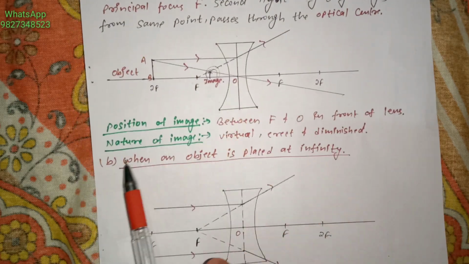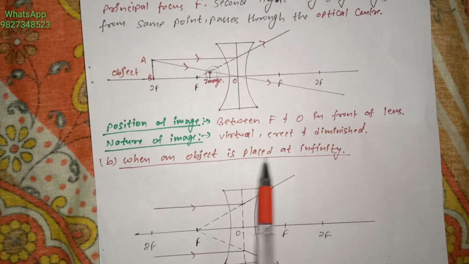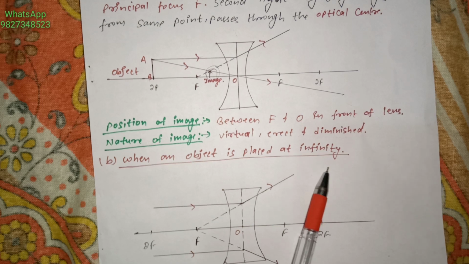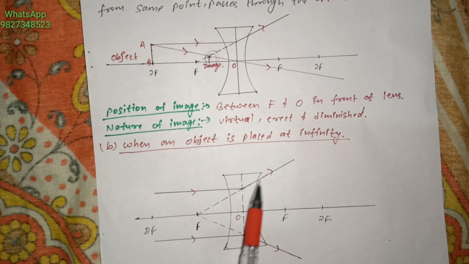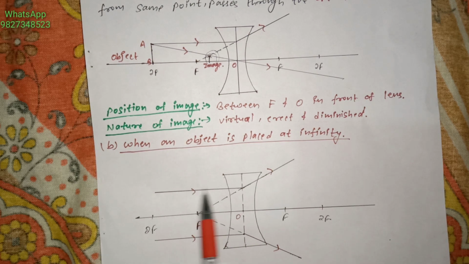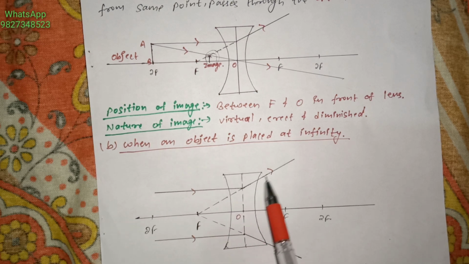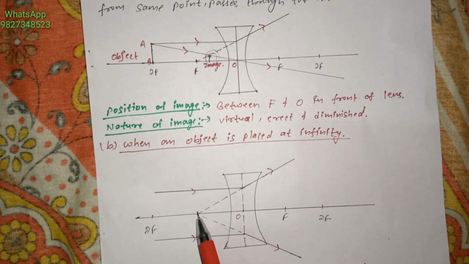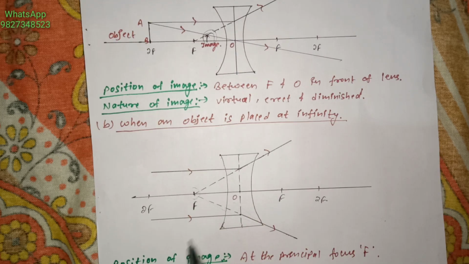And the second condition is when an object is placed at infinity. So let's see what happens when an object is placed at infinity. Now let us consider a concave lens. This is the principal axis. Now let us consider two light rays coming from infinity. They will strike the lens and will get diverted. So these two lines will meet at the principal focus. So the position of the image will be at the principal focus f and the nature of the image will be virtual, erect and diminished.